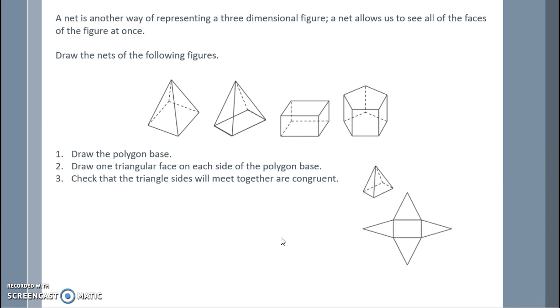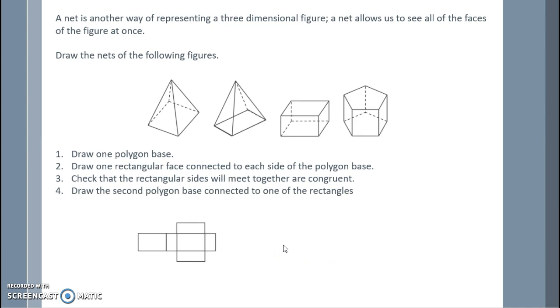Similarly, with the rectangular pyramid, we'll draw the rectangular base. We will draw a triangular face on each side of the polygon base. And notice that because of the length of here, our triangles will be slightly different. But we still need to make sure that these sides here are congruent. So when we fold them up, they will meet.